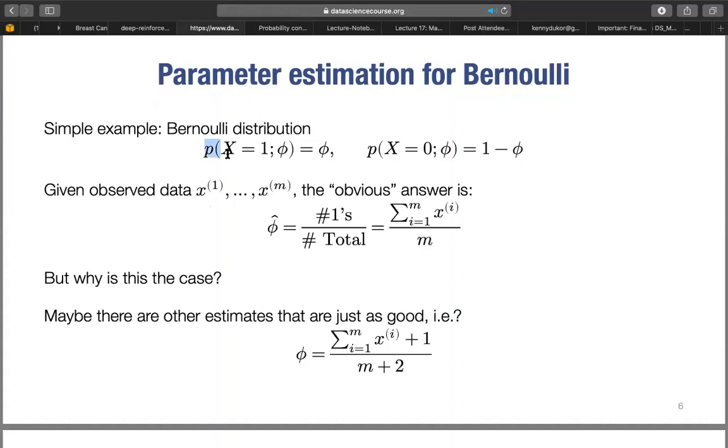So the probability of a Bernoulli distribution of x, where x is equal to 1, parameterized by phi, is equal to phi. And the probability of x equal to 0, let's say 0 is tails here, is equal to 1 minus phi. This is more or less what the Bernoulli distribution is like.